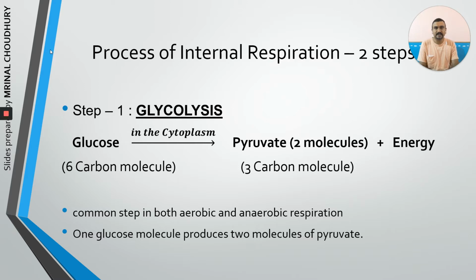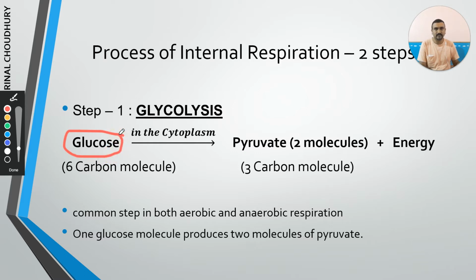The first step in internal respiration is called glycolysis. The word glycolysis is broken down into two words. One is glyco, which means glucose, and the other is lysis. Lysis means breakdown, glyco means glucose. So in this process, the glucose is broken down to release some amount of energy.